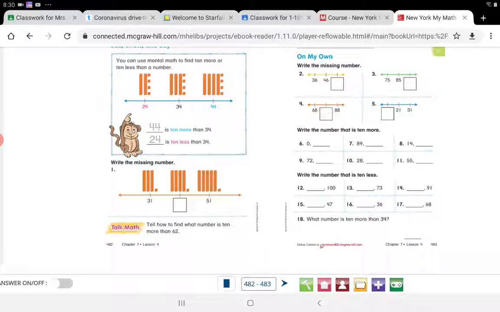For number 18, they want you to answer the question, what number is 10 more than 34? If you need to draw your 10 rods to help you answer these questions, do so, because that is helping you do mental math.